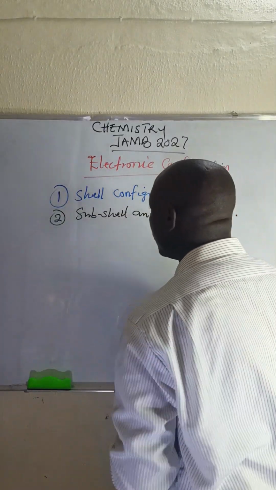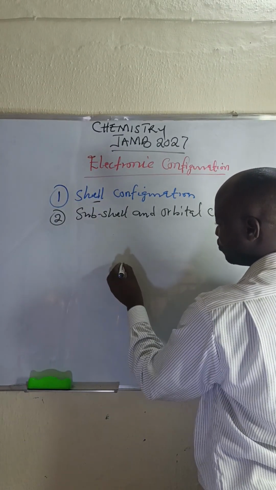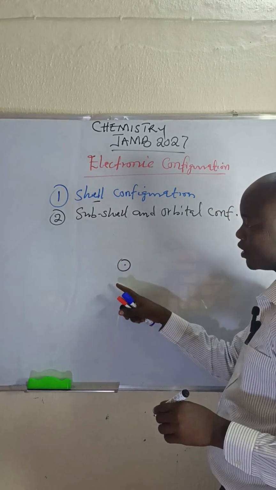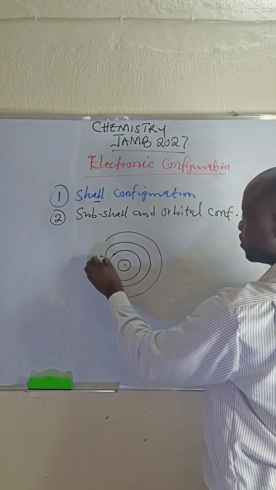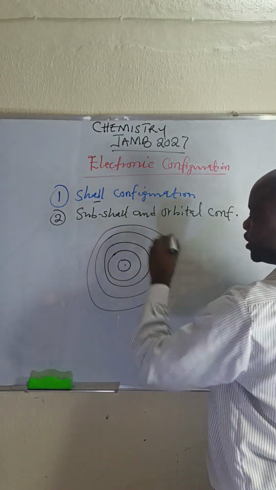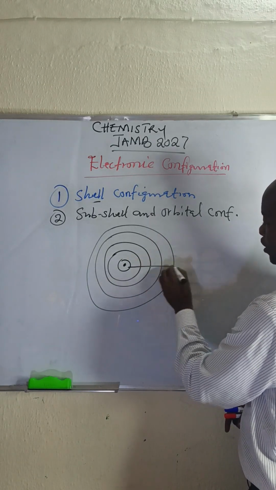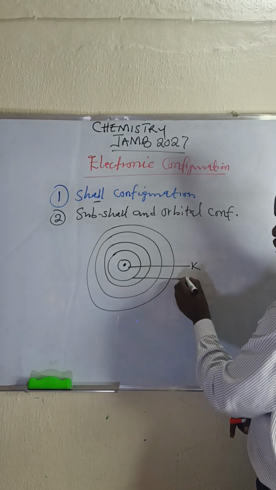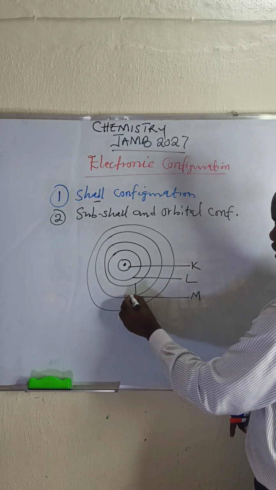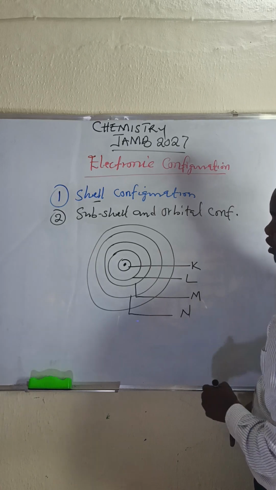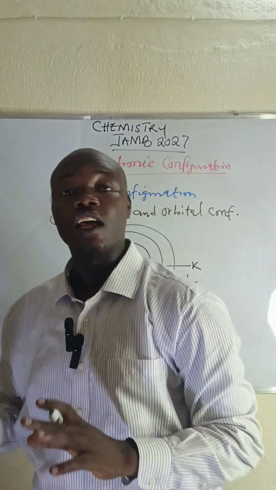For the shell configuration, usually we have an atom, and in the atom, we have the nucleus at the center, and then we have shells. You can have different shells. The center here is the nucleus, and this one is called K shell, this one is called L shell, this one is called M shell, this one is called N shell. We also have O shell. So these are the different shells that we have.